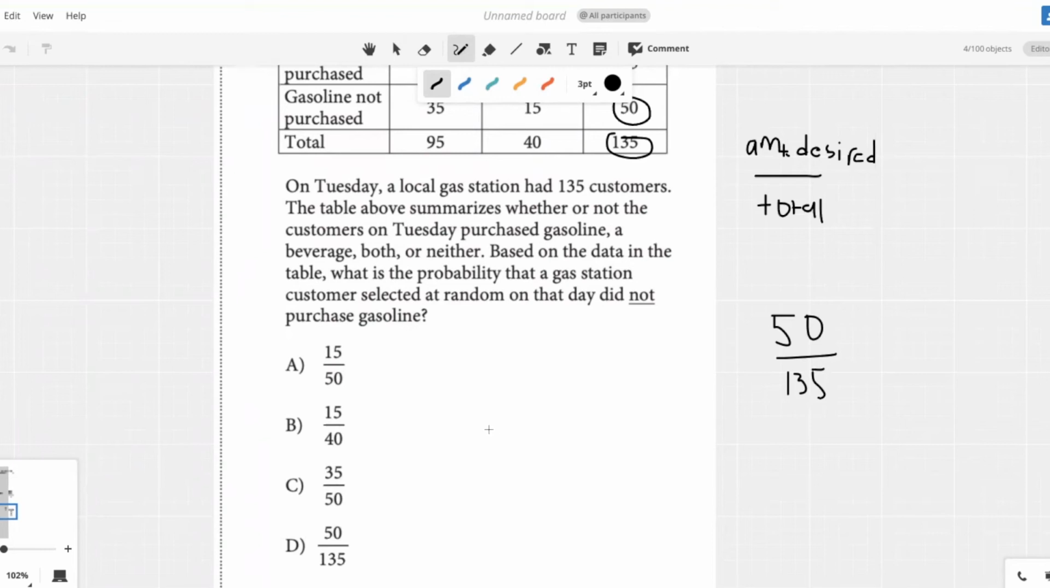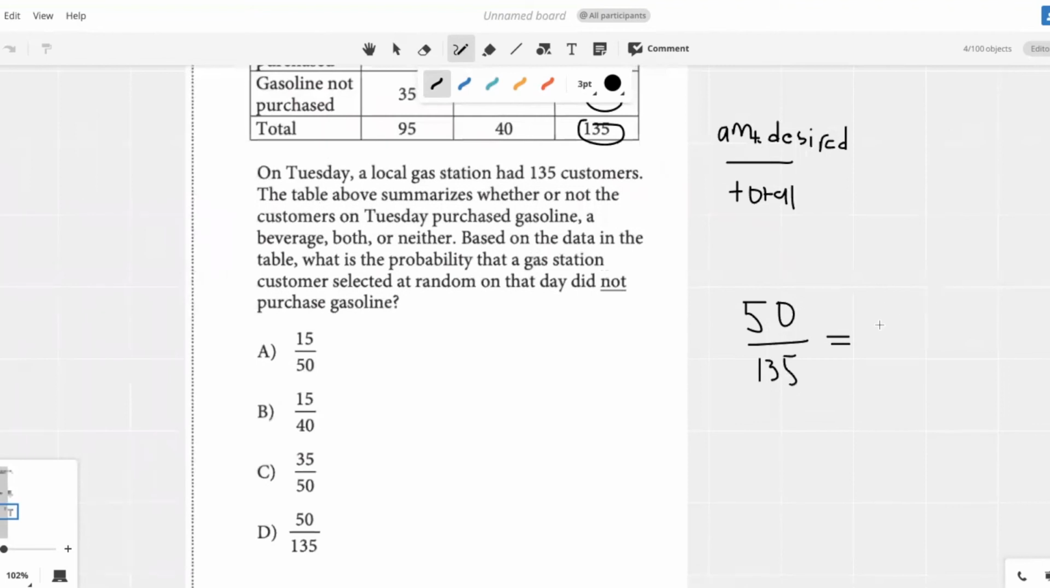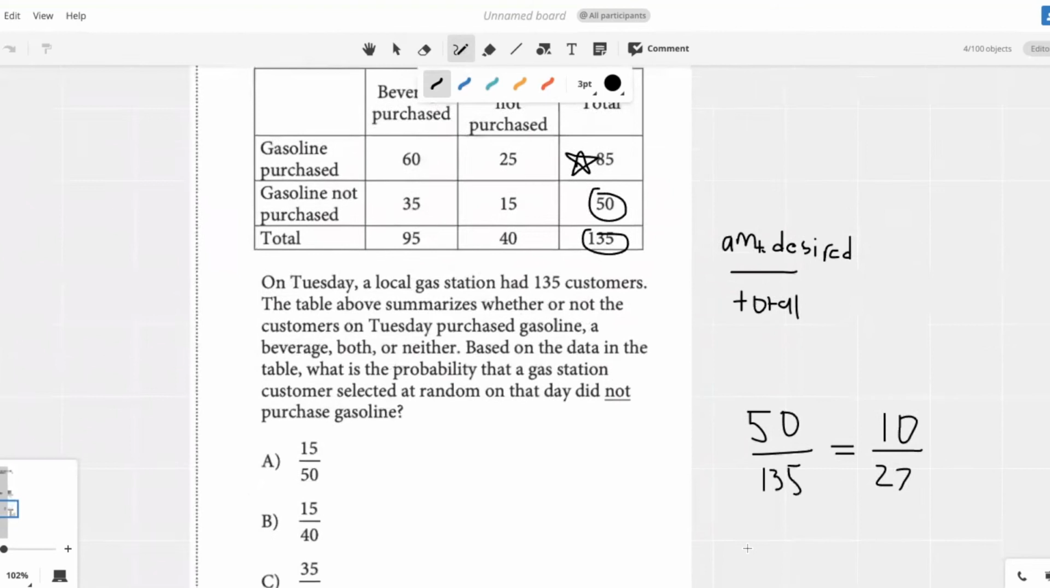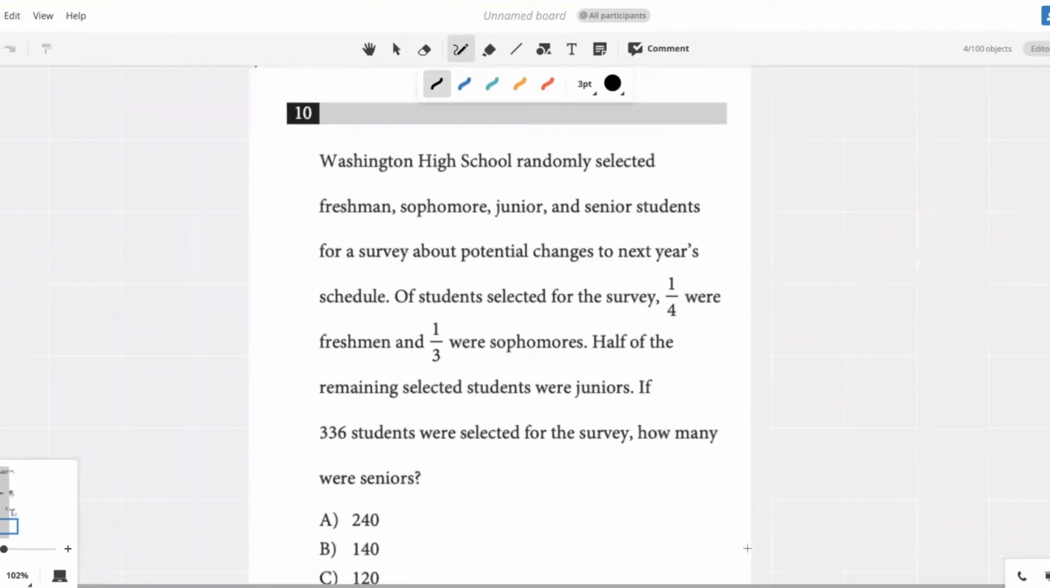And we should try to simplify this beforehand, because we could select D, but there might be a simpler choice here. So let's first try dividing by 5. So that will give us 10 over 27. And that is not an answer choice, so we know that our answer choice has to be D, 50 over 135. So that's number 9. Let's move on to number 10.